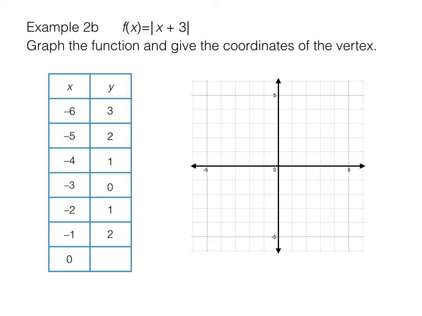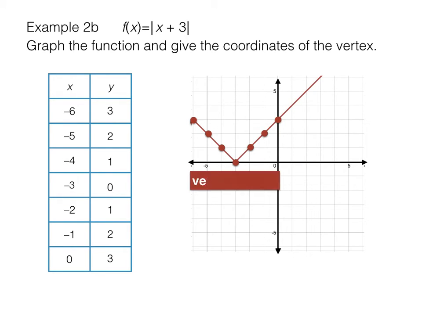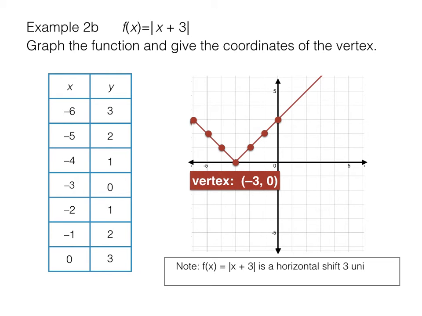And f of 0 equals the absolute value of 0 plus 3. The absolute value of 3 is 3. And we'll plot these points. And we'll notice our vertex is that point that is the minimum value, namely negative 3, 0. And now let's notice that this equation resulted in a horizontal shift 3 units to the left of the parent function.